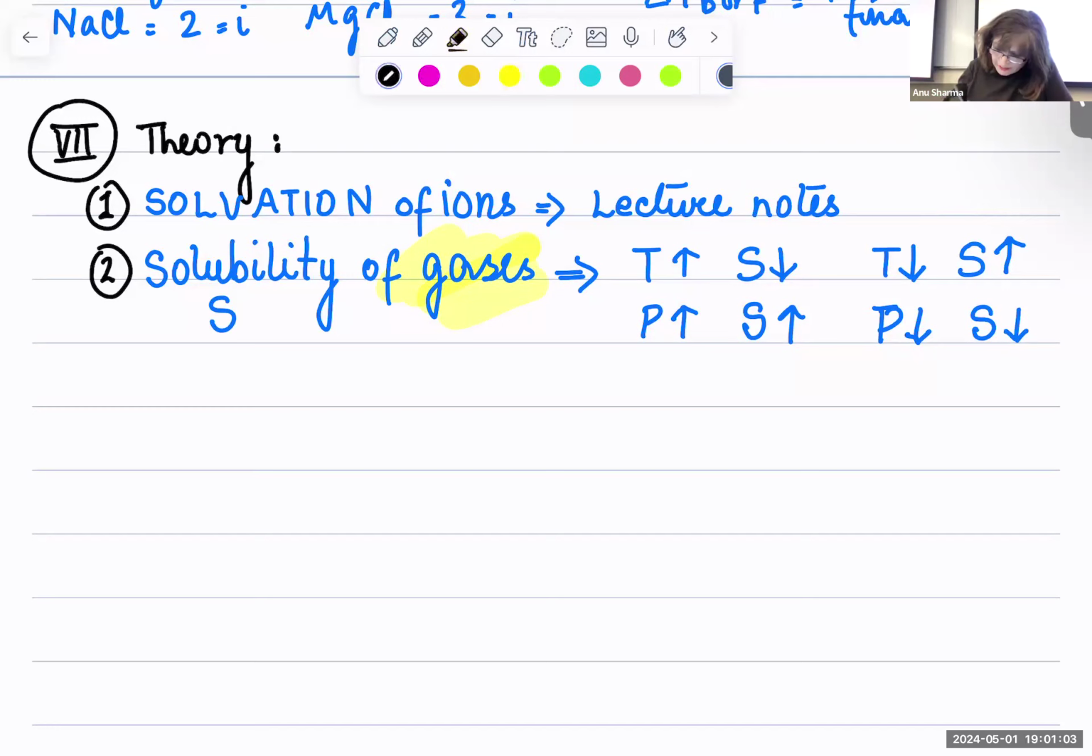Okay, then the concept of electrolytes and non-electrolytes. This one we did in the lab, right? So what are electrolytes and non-electrolytes?